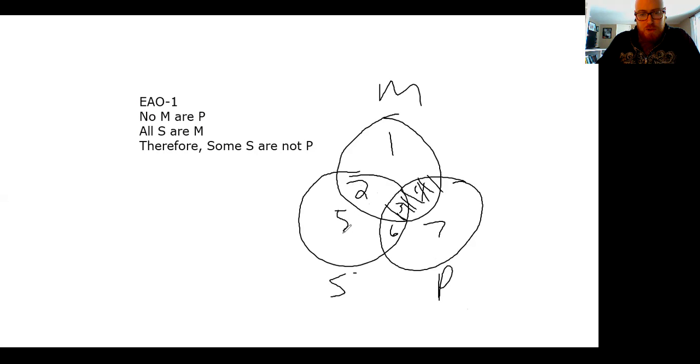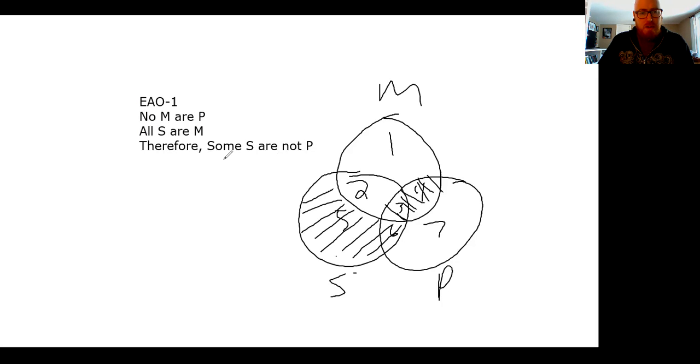Now, but anything in region 5 is an S but not an M. Anything in region 6 is an S but not an M, okay? But if all of the S's are M's, this tells me that regions 5 and 6 are going to be empty, okay? All right, and our conclusion, therefore, there is at least one S which is not a P.